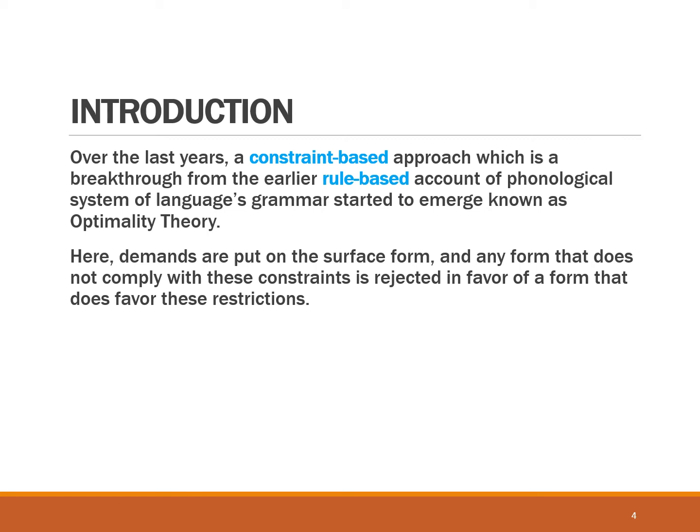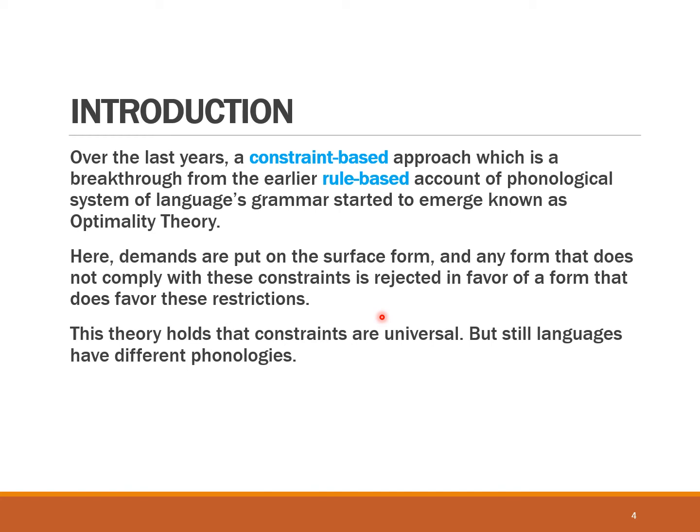Now, there are demands which are put on the surface form, not only the rules and how they are ordered, but in a constraint-based approach like optimality theory, as against a rule-based approach like the earlier generative account. In a constraint-based approach, a demand is put on the surface form, and any form that does not comply with these constraints is rejected in favor of a form that does. So output is very important in a constraint-based approach.